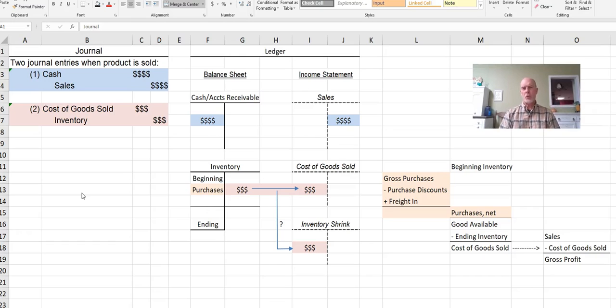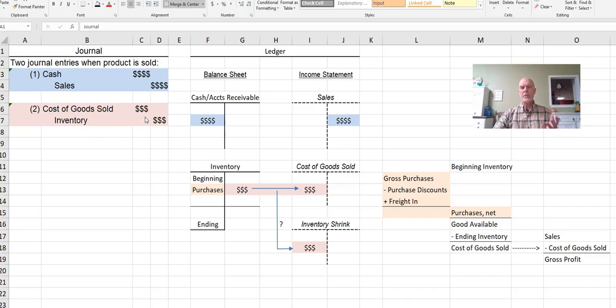Remember that Chapter 4 is all about the buying and selling of our product. So when we buy our product, it goes into the inventory account. When we sell it, there are two journal entries to record. What you sold it for, I've got in the blue. And then you need to take the inventory off the books and take the cost of what you sold to the expense account called cost of goods sold. And I've got that in the pink.